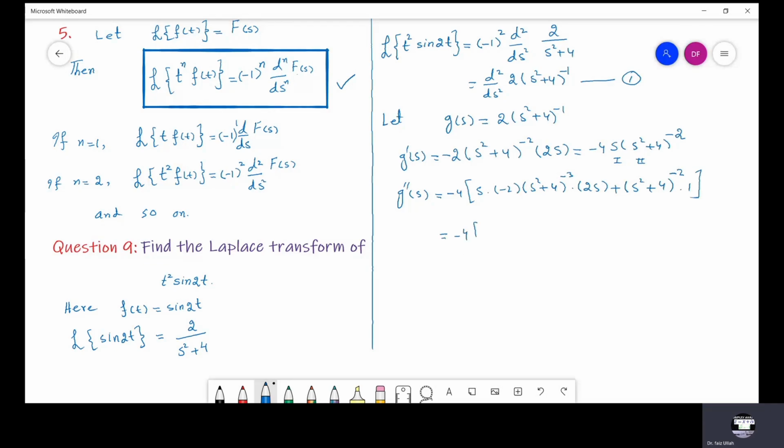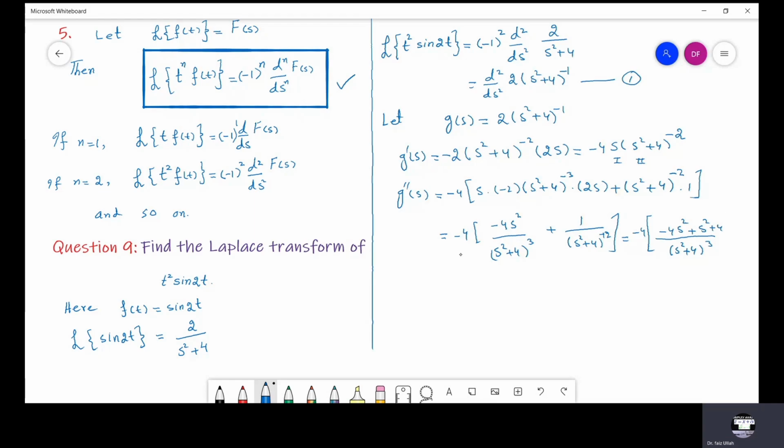So we can write minus 4. Now 2 2s are 4, so minus 4s square divided by (s square plus 4) raised to the power 3, and this one is now plus 1 over (s square plus 4) whole power 2. And if we take the LCM, the LCM is (s square plus 4) whole cube. So here we can write minus 4s square, and here we can write plus s square plus 4.